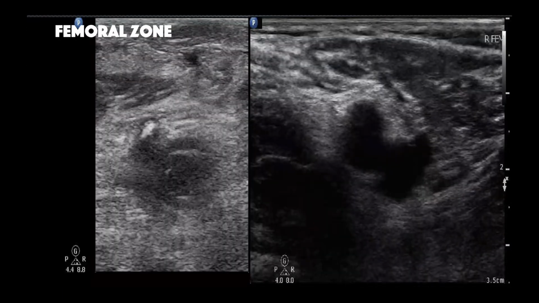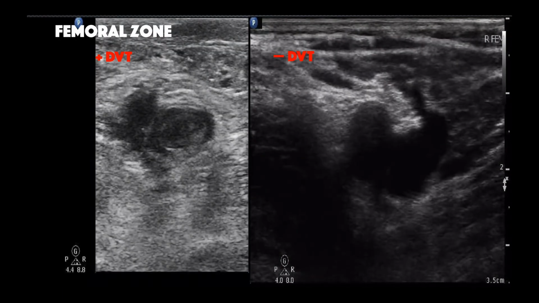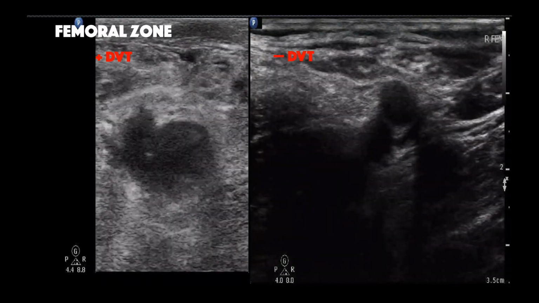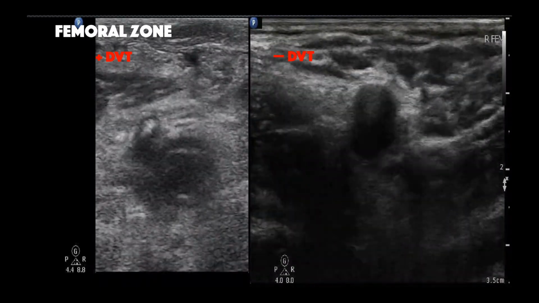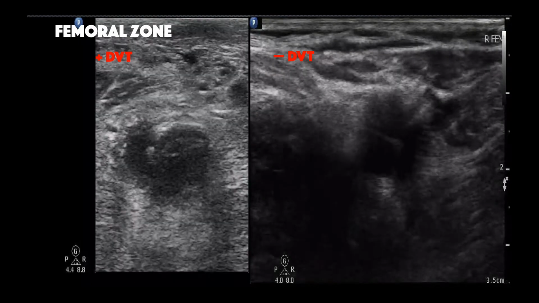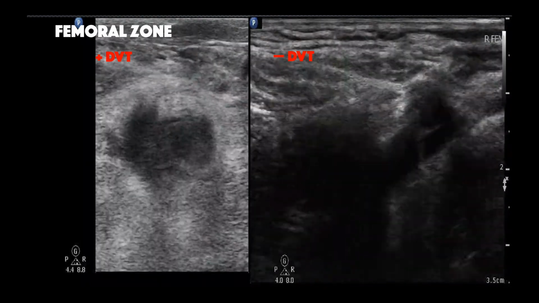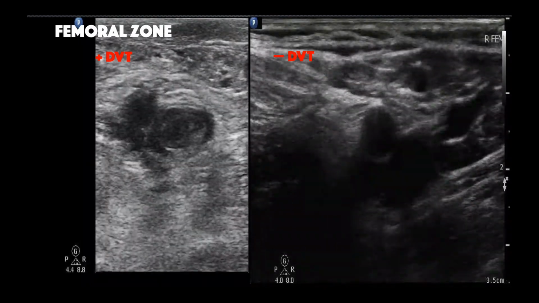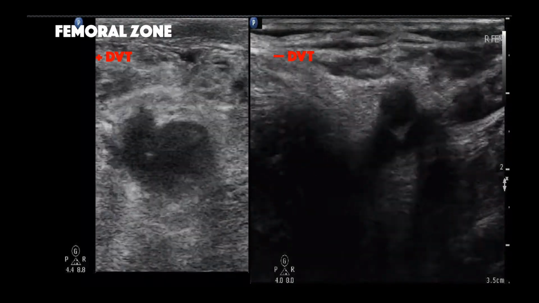If the walls are unable to touch with compression and/or a solid structure is seen within the veins, then the exam is considered positive for an obstruction, likely from a clot. Acute clots appear dark and look the same as blood on ultrasound in the vessels, while older clots start to become more white or solid in appearance.